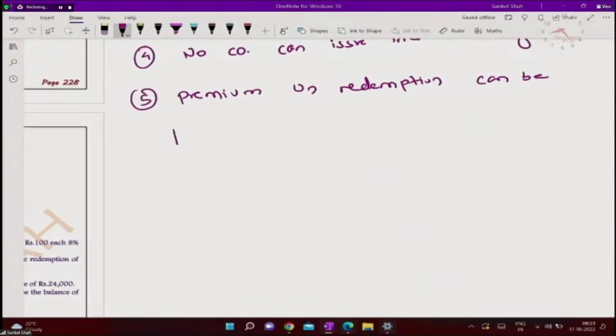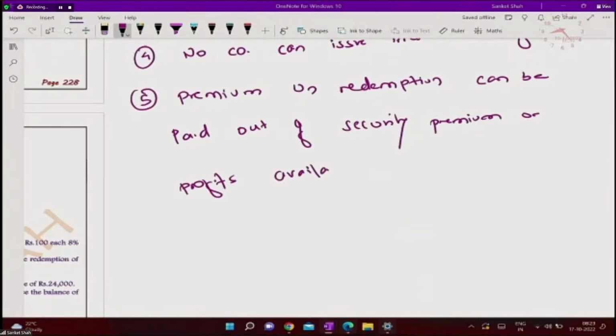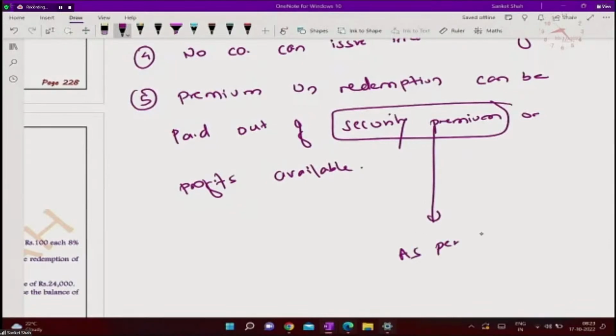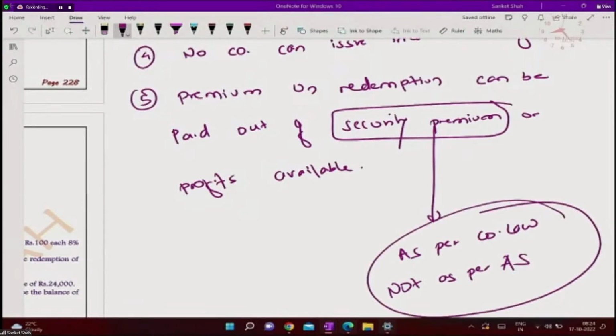can be paid out of security premium or profits available. See beta, now this security premium can be used is as per company law, not as per accounting standard. Okay, so company law is saying security premium can be used for premium on redemption, but accounting standard is saying only P&L can be used. So this is a difference.